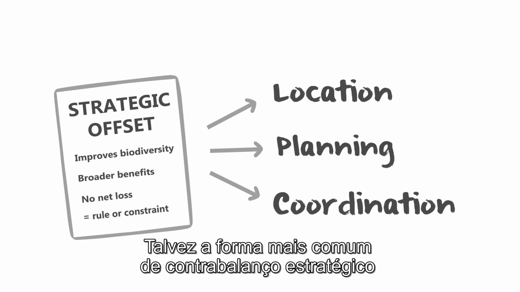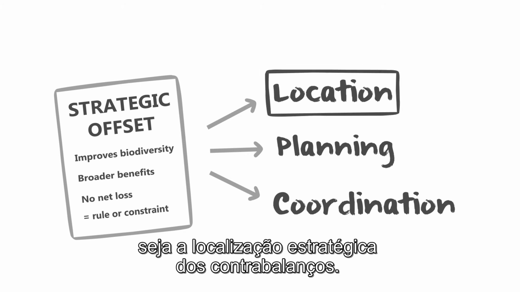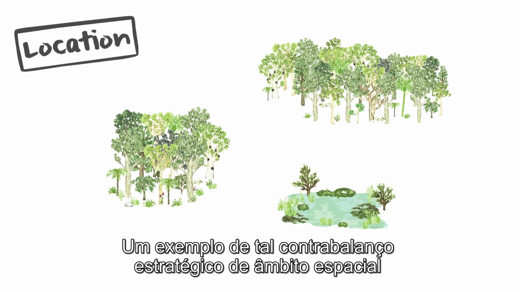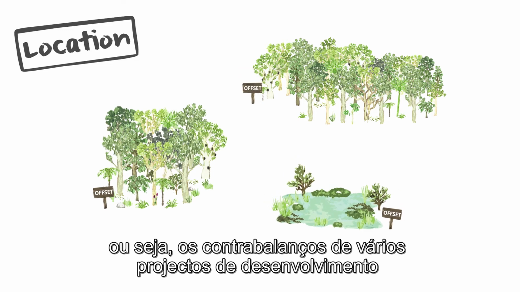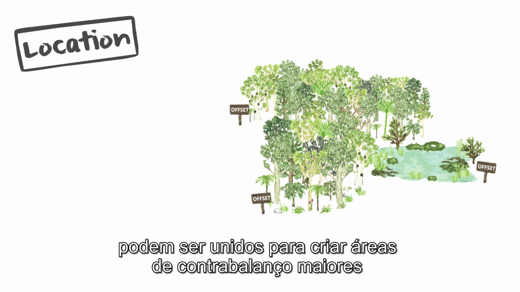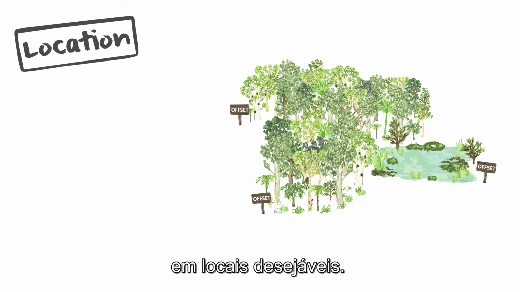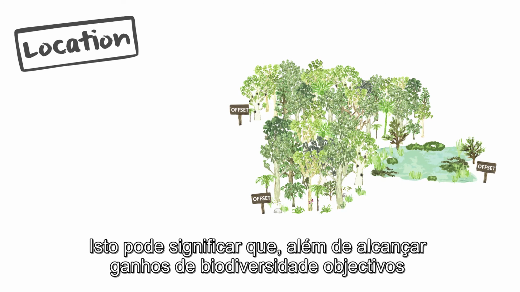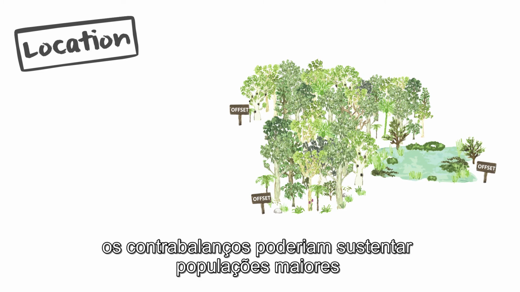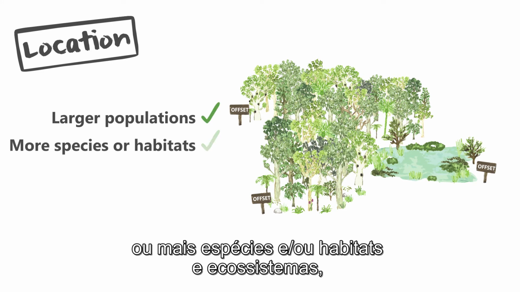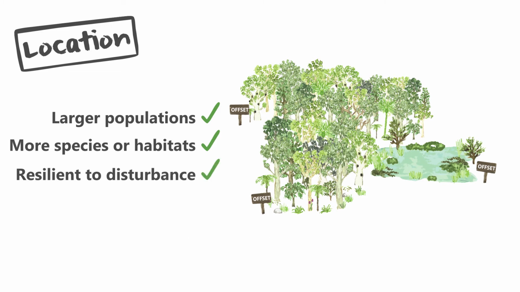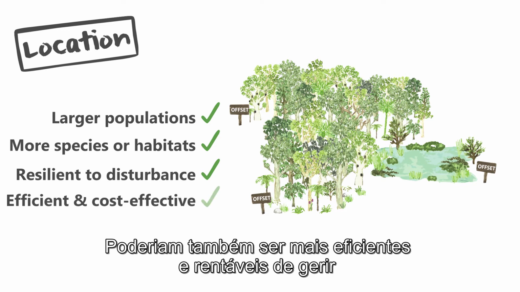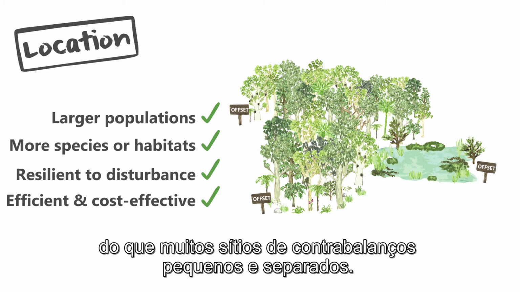Perhaps the most common form of strategic offsetting is the strategic location of offsets. One example of such spatially strategic offsetting is to pool offsets, where offsets from several development projects can be joined together to create larger offset areas in desirable locations. This could mean that, in addition to achieving project-level goals for biodiversity gains, the offsets could sustain larger populations or more species or more habitats and ecosystems, and so be more resilient against disturbances. They could also be more efficient and cost-effective to manage than many small separate offset sites.